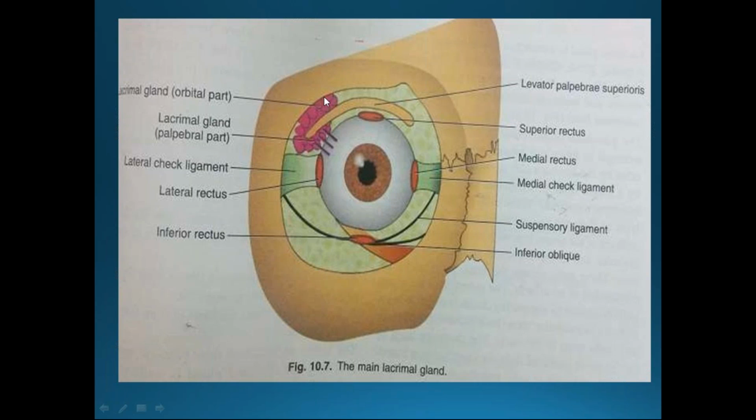This is the lacrimal gland, which is situated at the superolateral part of the orbital margin.